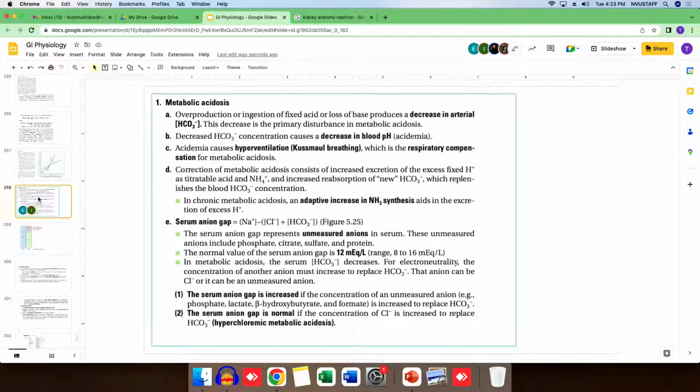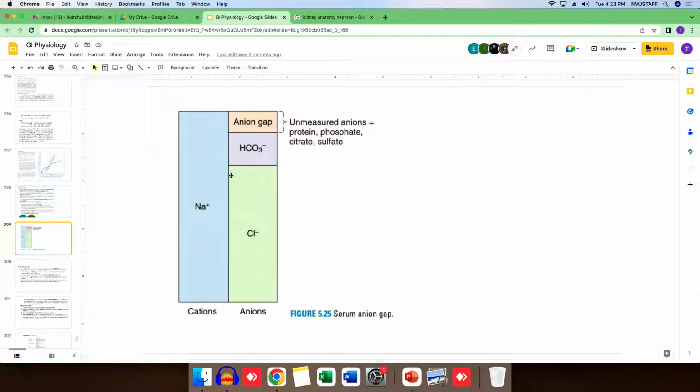Normally the value of the serum anion gap is around 12 milliequivalents, ranging from 8 to 16. Based on that, we can have an increased or decreased anion gap. If the serum anion gap is increased, it means we have more phosphate, lactate, beta-hydroxybutyric acid, or formate, which increase to replace our bicarbonate. If it is decreased, it means the chloride concentration is increased to replace our bicarbonate. So actually we are ranging with that and measuring this.